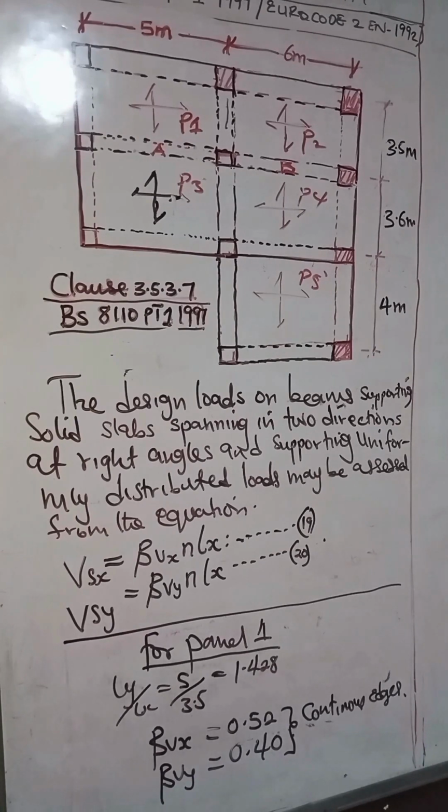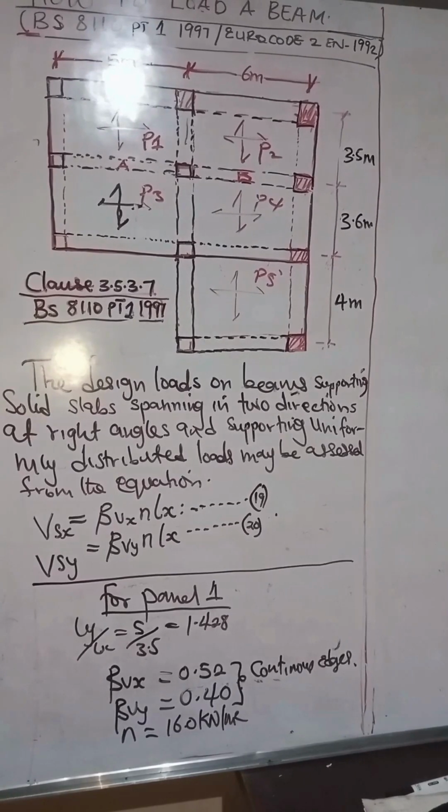We want to apply the load. Our N. Let's assume the load on this slab, total load on the slab to be 16. So let's say the ultimate load N is equal to 16.0 kilonewton per meter square. So let's assume this is the total load on this slab. All right. So if we have the total load of the slab to be 16.0 kilonewton per meter square, we've gotten the shear force coefficient for the short and the long span, especially for the continuous edges.